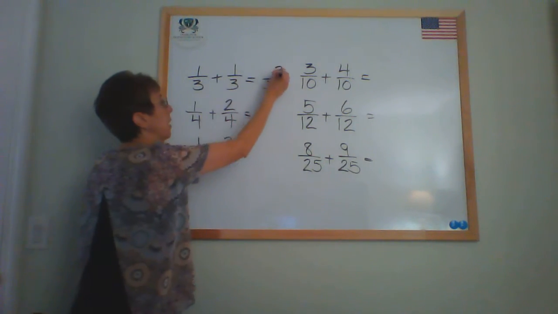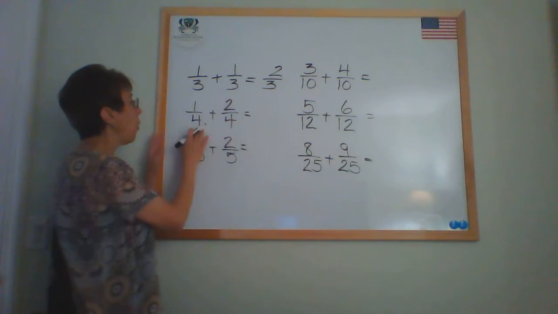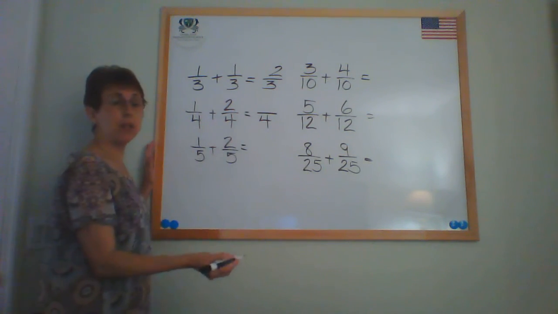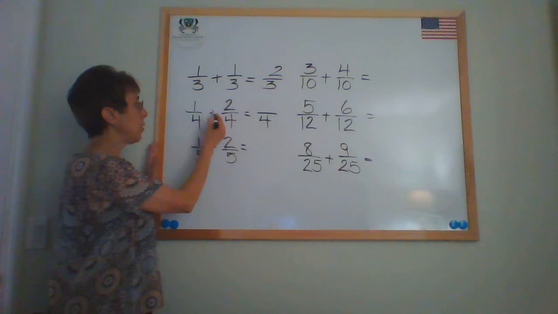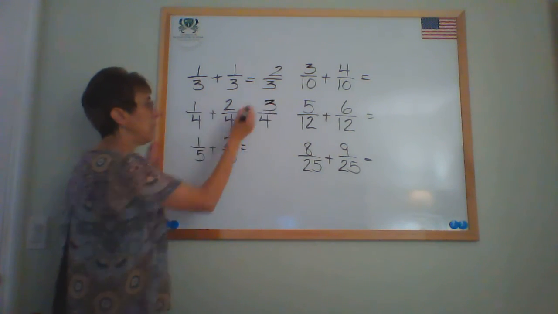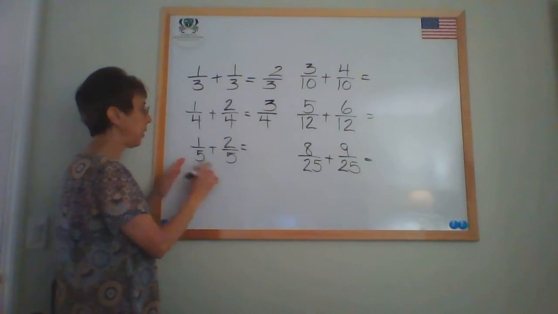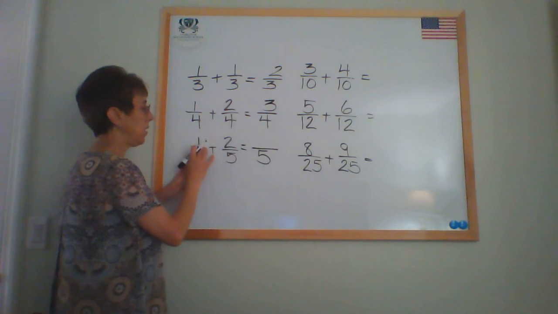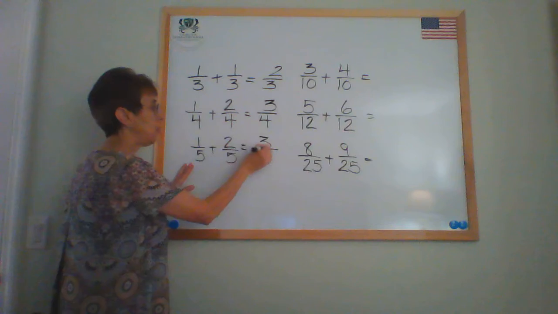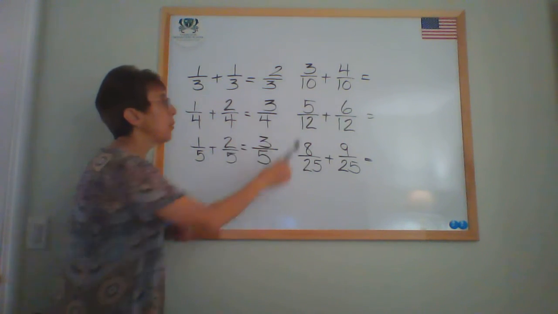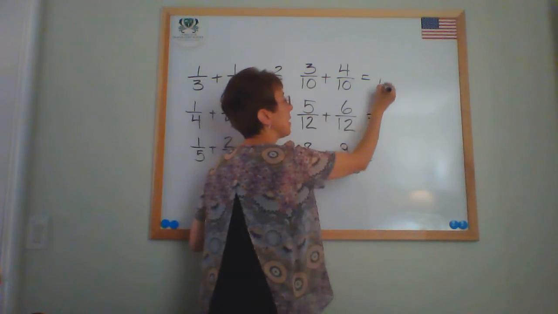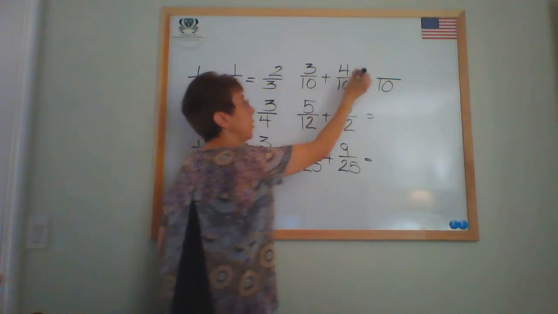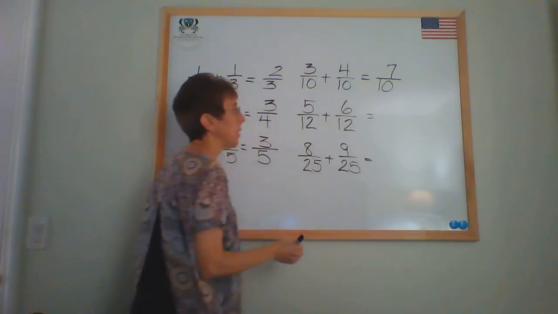1 plus 1 equals 2. 1/4 plus 2/4. Okay, we're keeping the fourths. That's not changing. We only need to add the numerators. 1 plus 2 equals 3. 1/5 plus 2/5. Again, fifths stay the same. We just add the numerators. 1 plus 2 equals 3. 3/10 plus 4/10. Still just adding tenths. It stays the same. We add the numerators. 3 plus 4 equals 7.